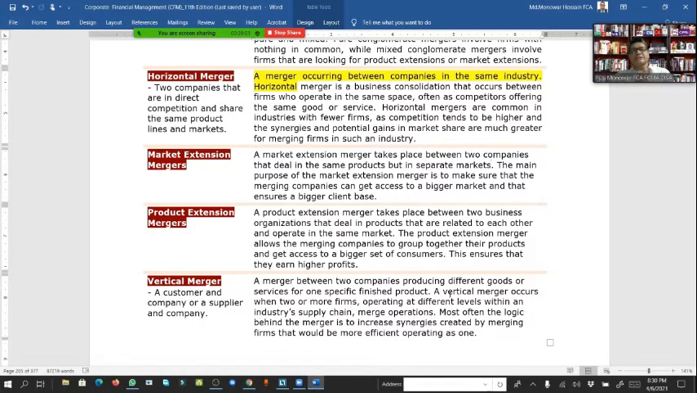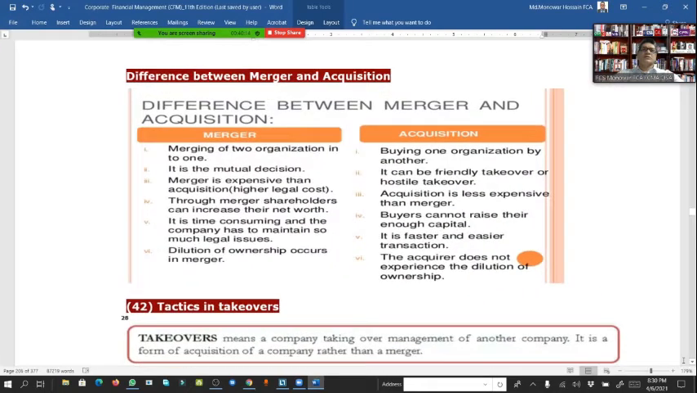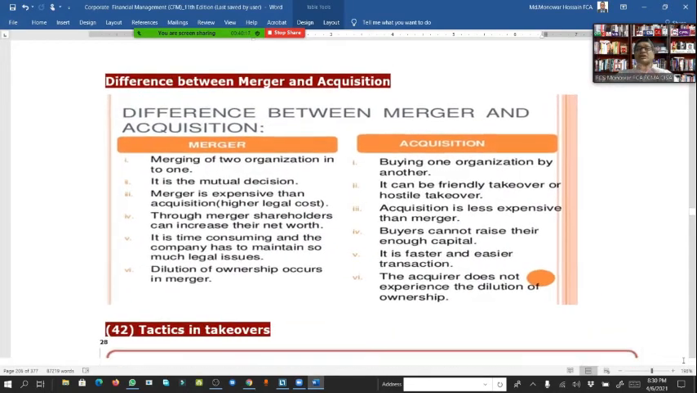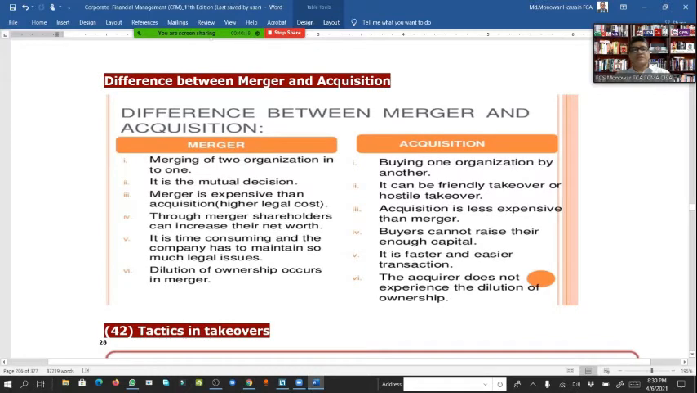And vertical merger means a merger between two companies producing different goods or services for one specific finished product. For example, raw cotton and then fabrics. So they can be merged. It's a vertical merger. So if you see the difference between merger and acquisition, sometimes that type of short note may come in our exam.